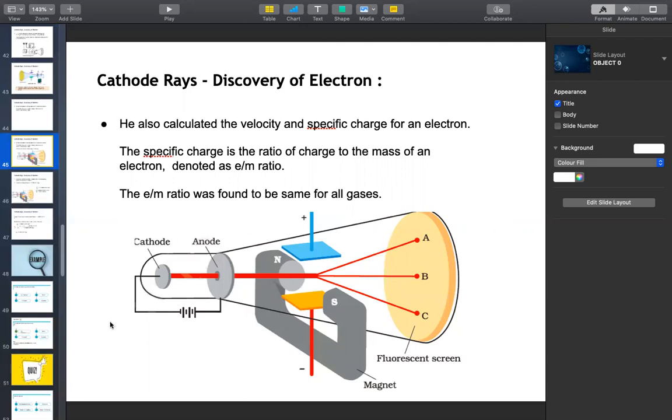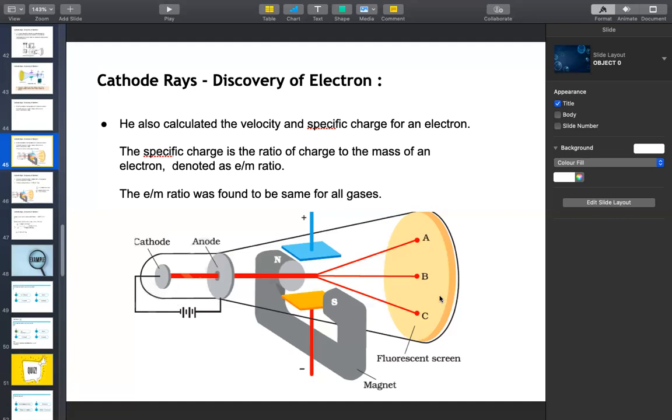Can you see this? Cathode and anode, the ray is going from cathode to anode, but the anode has a hole, so the ray will pass through this. And later a magnetic field is applied. When the magnetic field is applied, the ray will get deflected. When the electric field is applied, the ray will get deflected in another direction. And when there is no electric field or magnetic field, the ray passes in a straight line. Did you understand? Yes or no?